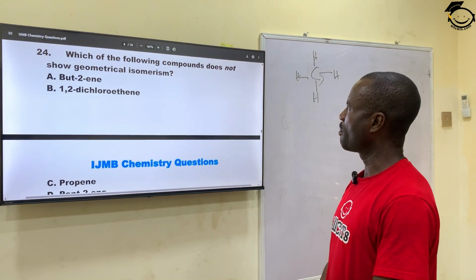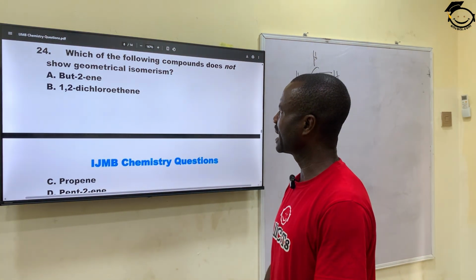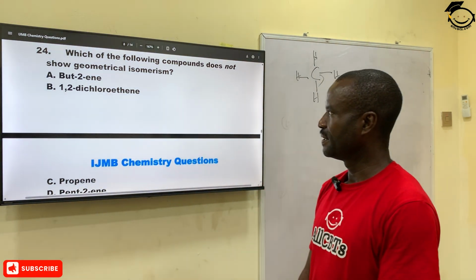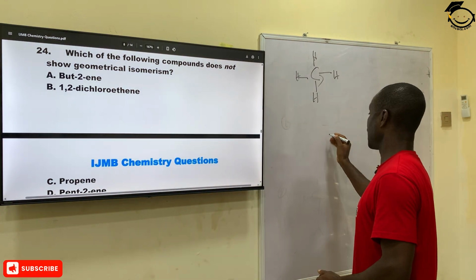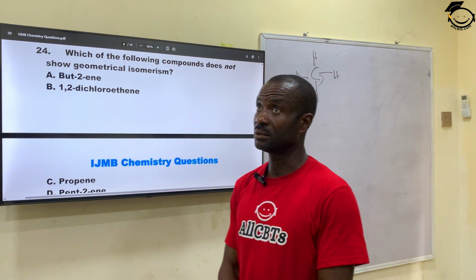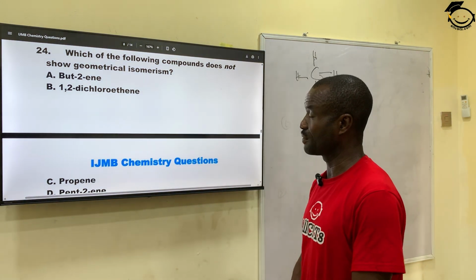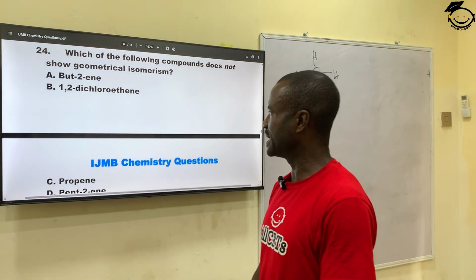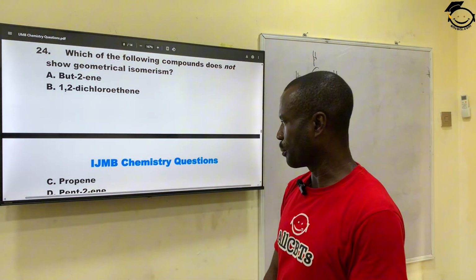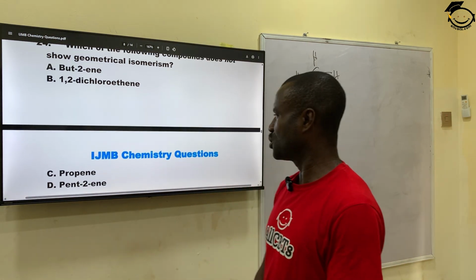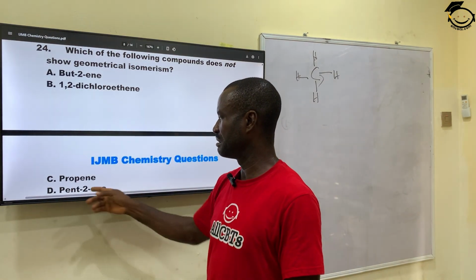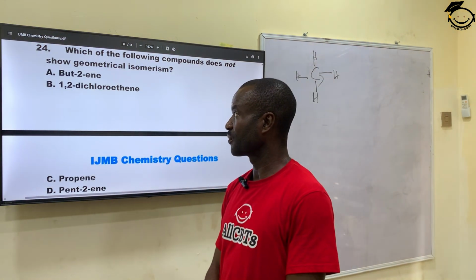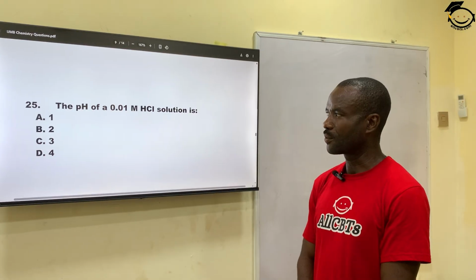Question 24. Which of the following compounds does not show geometric isomerism? A, but-2-ene. When we say geometric isomerism, they are usually compounds of unsaturated hydrocarbons, such as ethene. A, but-2-ene, B, 1,2-dichloroethene, C, propene, and D, pent-2-ene. So you can see from these options, the only odd one among them is C. So the correct answer is propene. Propene, correct answer.